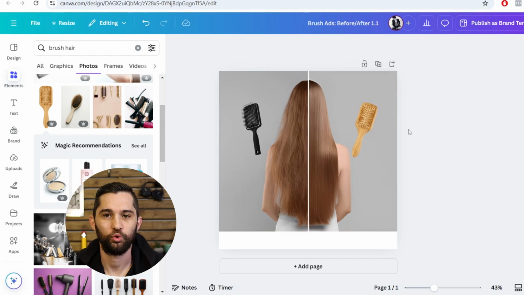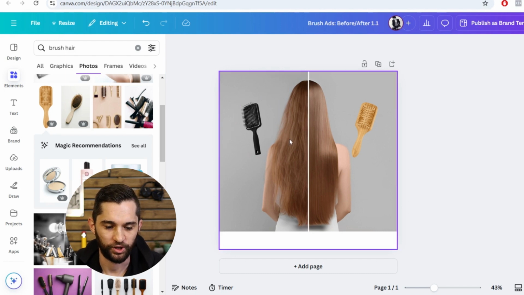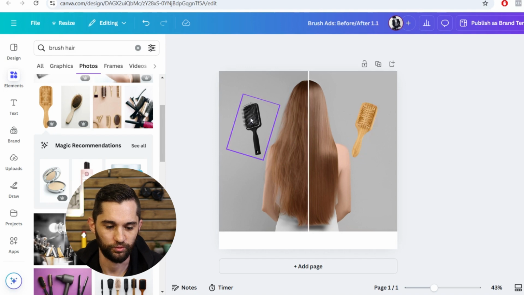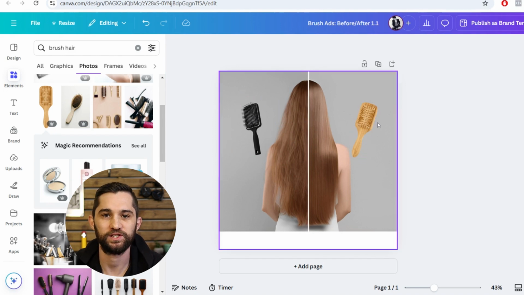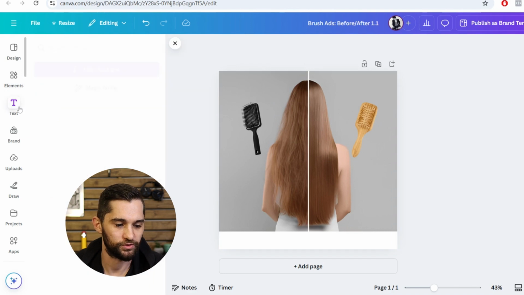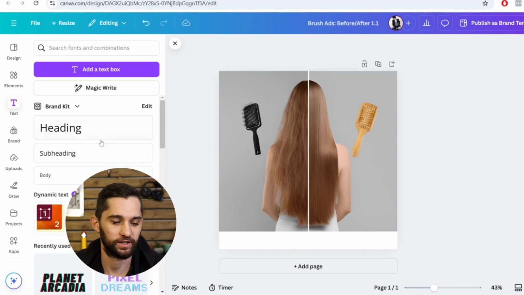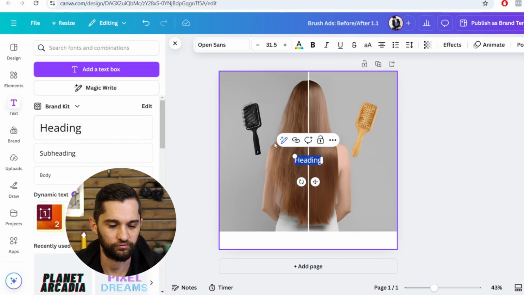So again, obviously the whole goal of this ad is to really zero in on the core result that customers will get from using this brush, which is smoother, shinier hair. So we want to compare this one with the scraggly, tangled hair, and this one with very smooth hair. So we've got a very good basis for the comparison before and after style ad. But of course we don't want to use the terms before and after because Meta can get a little bit touchy and the ad might get rejected.